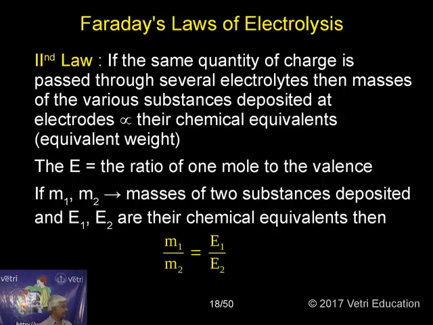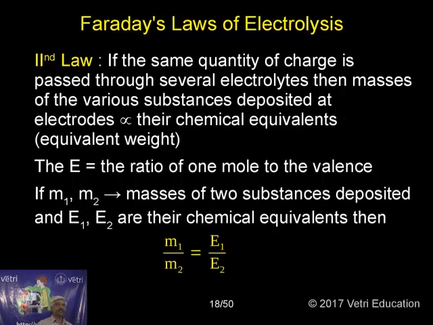For the first solution, M1 is the mass; for the second solution, M2 is the mass. E1 is the chemical equivalent, not the electrochemical equivalent; this is the chemical equivalent of the substance, meaning equivalent weight, whatever it may be. This E is called equivalent weight or chemical equivalent. Then M1 by M2 is equal to E1 by E2. That is also M proportional to E. What does it mean? The mass of the substance deposited is directly proportional to the chemical equivalent, or M1 by M2 is equal to E1 by E2.